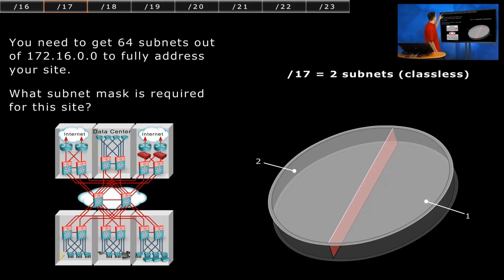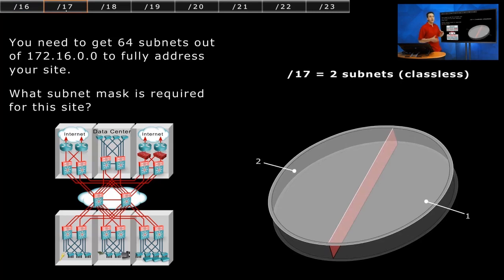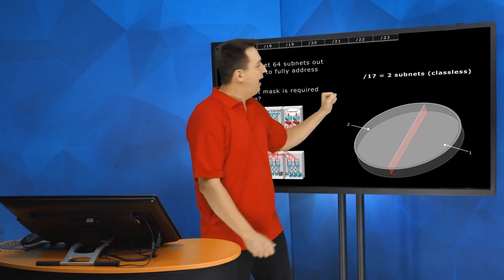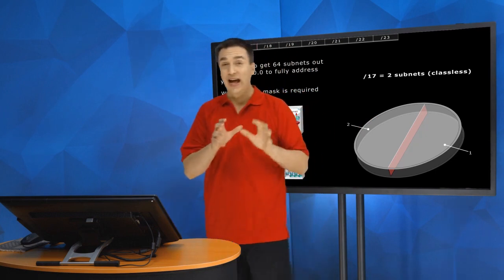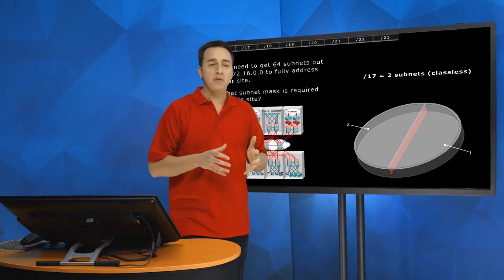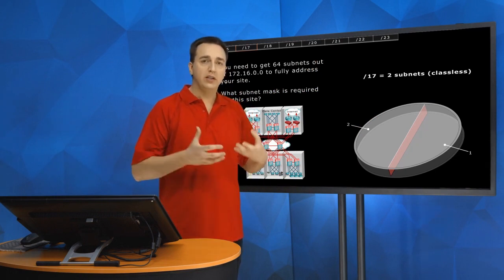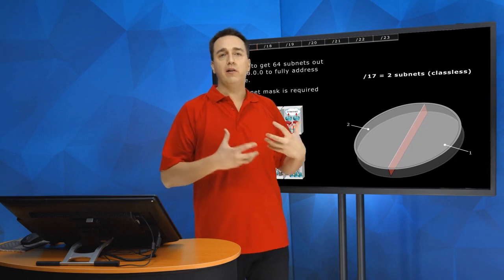Let's look at that again. /16, /17. So just by manipulating that subnet mask, I had the ability to break up that one large network into two different subnets, two different networks. And we can see here it's now classified as a classless network. So what does classless mean? Classless means I am no longer using my default subnet mask with my class of address.